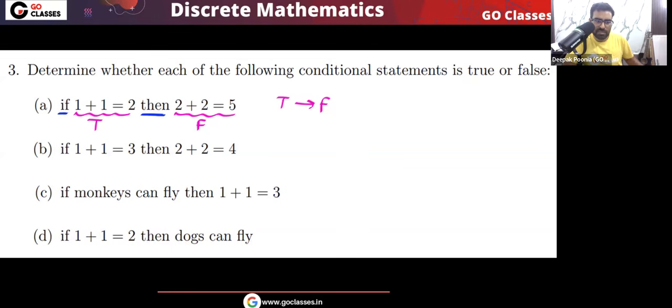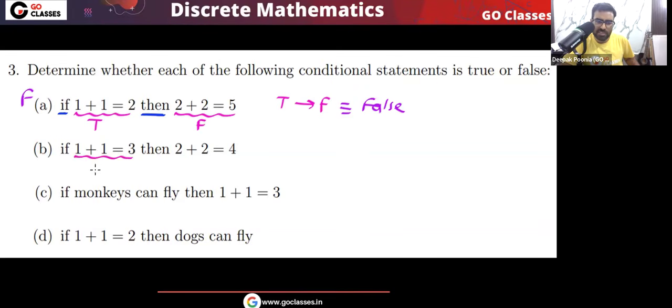If then means this implies this. So true implies false. That is basically false. Okay, so this is actually false, I can say. So this is false. What about B?